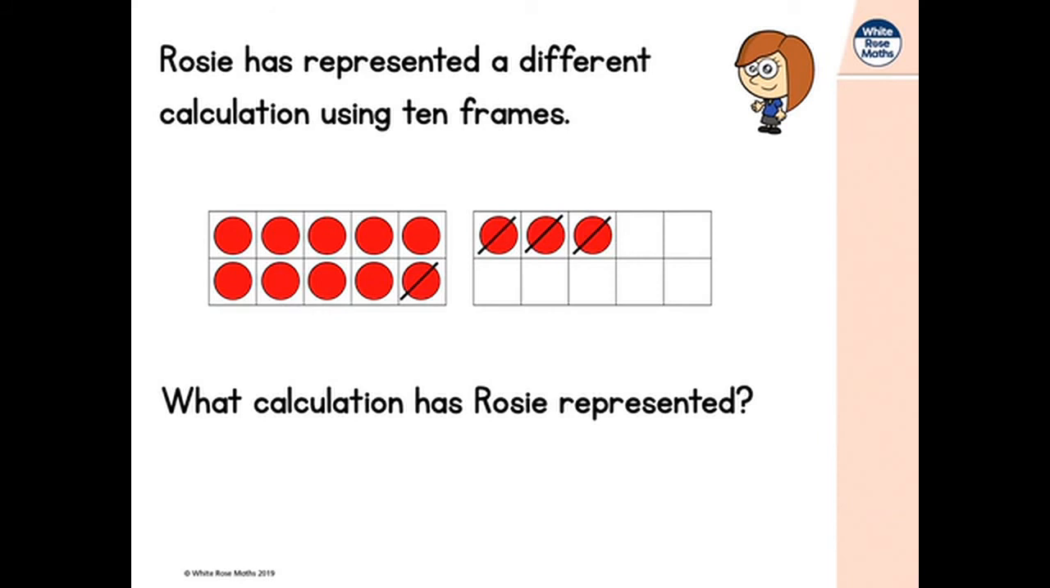Well, how many red counters are there all together? I see 1 full 10 frame and 3 more. That's 13 red counters. But then she crossed out some of them. How many did she cross out? That's right, 4. Rosie was showing 13 subtract 4.